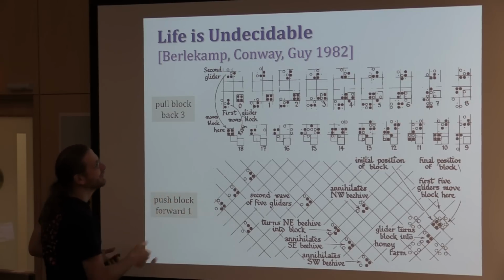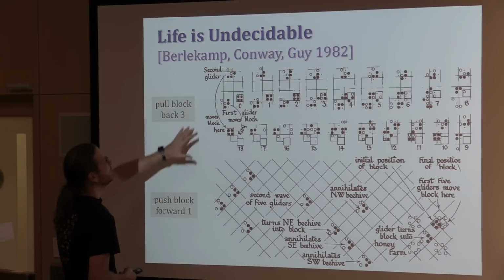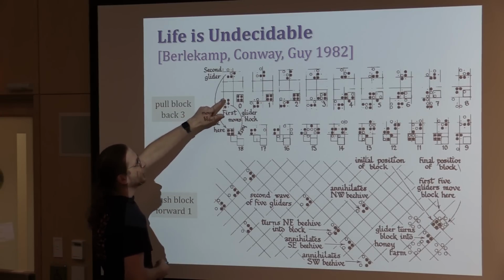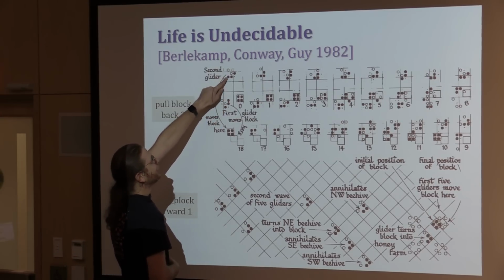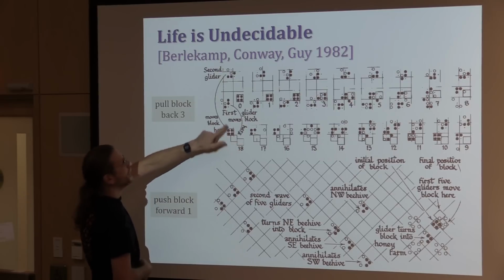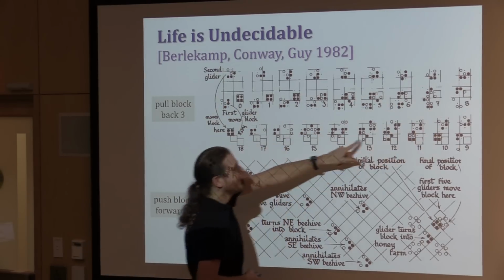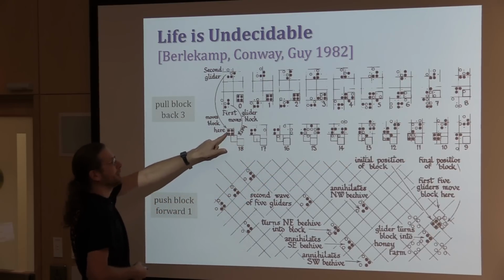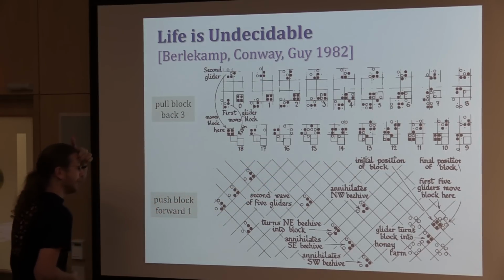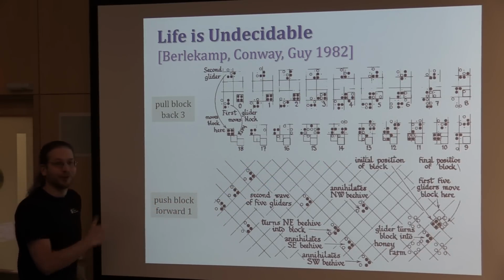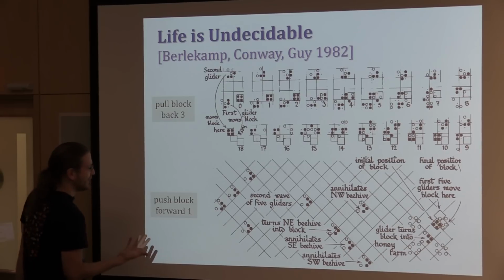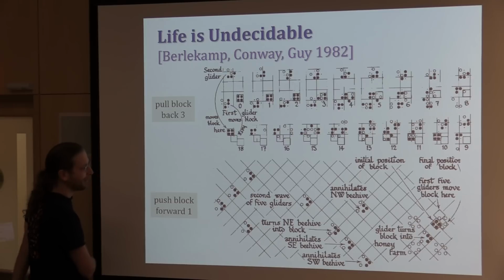So, lots of details to check here. This one is a little bit cleaner. We have one glider here, second glider here, and it ends up moving. It goes in this order and then back, and we end up moving the box up to here, back 3 spaces. I assume these are found by trial and error. And then to push a block forward 1, this is pretty crazy.